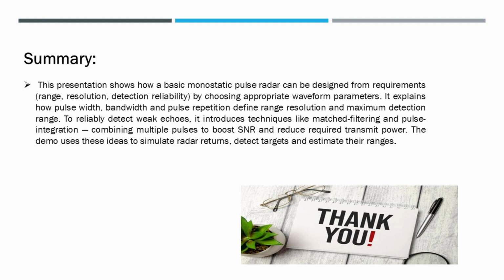Summary. This presentation shows how a basic monostatic pulse radar can be designed from requirements, range, resolution, and detection reliability, by choosing appropriate waveform parameters. It explains how pulse width, bandwidth, and pulse repetition define range resolution and maximum detection range. To reliably detect weak echoes, it introduces techniques like matched filtering and pulse integration, combining multiple pulses to boost SNR and reduce required transmit power. The demo uses these ideas to simulate radar returns, detect targets, and estimate their ranges.